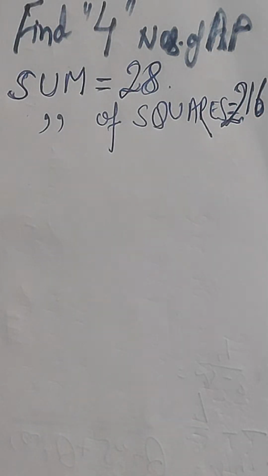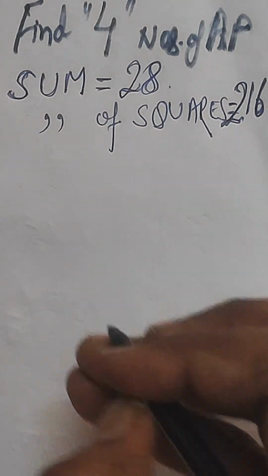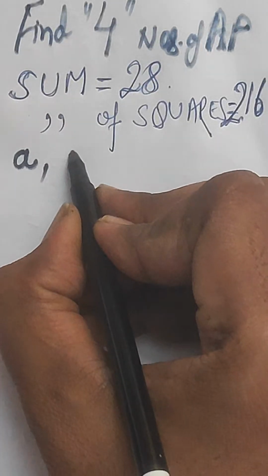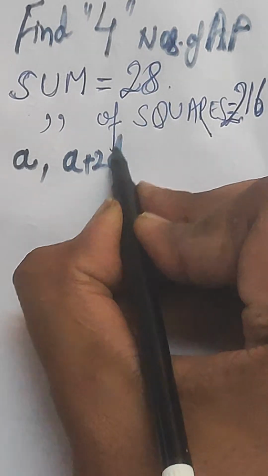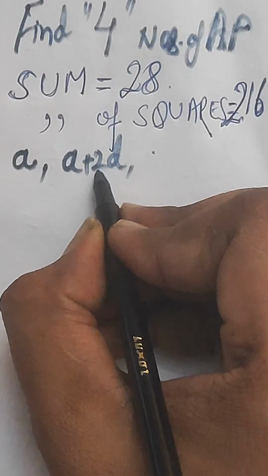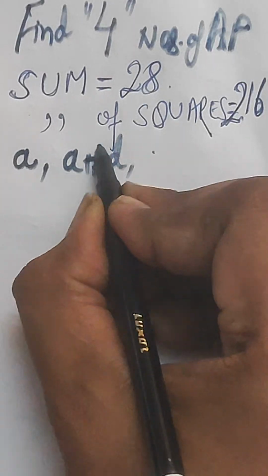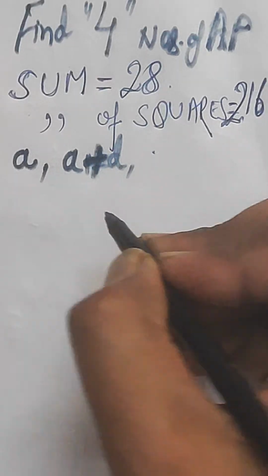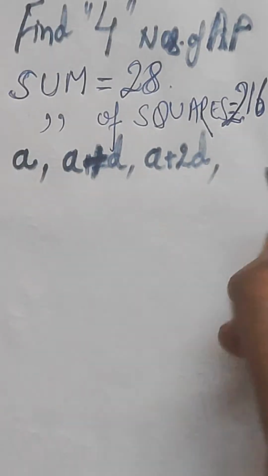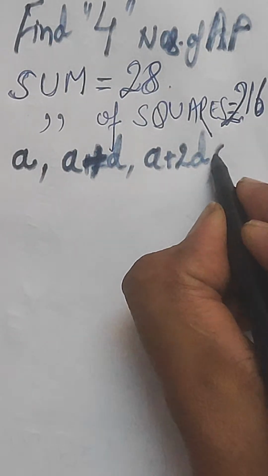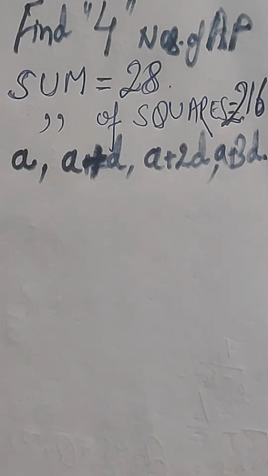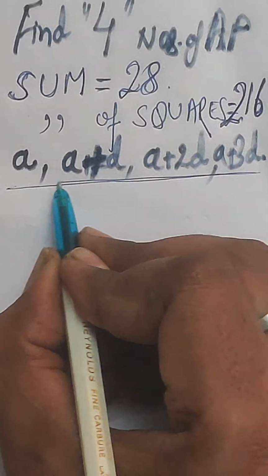We know that students, for any AP, the first term is A, the second term is A plus D, because n minus 1, that is 2 minus 1, will be 1. Then the third term is A plus 2D, and the fourth term is A plus 3D. So these are the four terms of any AP which can be considered.